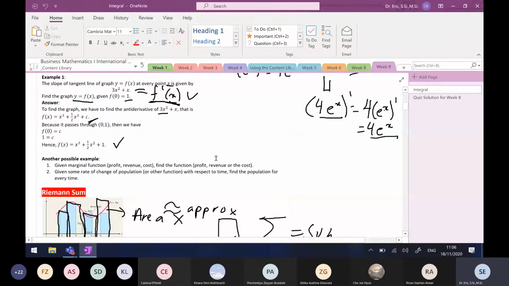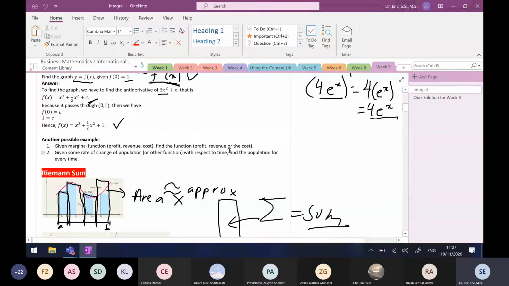Okay, yeah. Another possible given: if you are given marginal profit, marginal revenue, or marginal cost, to find the function profit, revenue, cost, you have to find the antiderivative. Don't forget, the antiderivative is unique only up to a constant, so you have to add a constant. In general, given some rate of change of population, to find the population, you have to find the integral also, yeah.